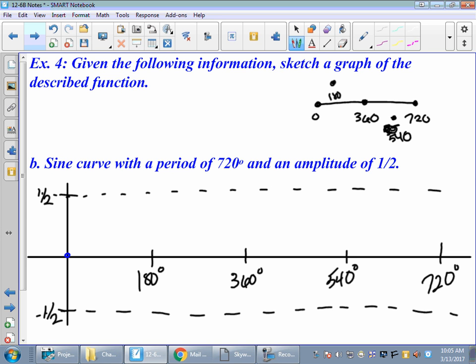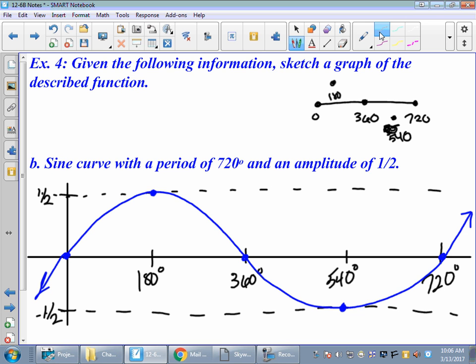So I'm going to start at 0, 0. I'm going to end at 720, 0. And I'm going to hit the middle at 360, 0. I'm going to peak at 180, a half. And I'm going to valley at 540, negative a half. This is one great big stretched period, but compressed amplitude. And just to show you what the actual parent would look like is something along the lines.